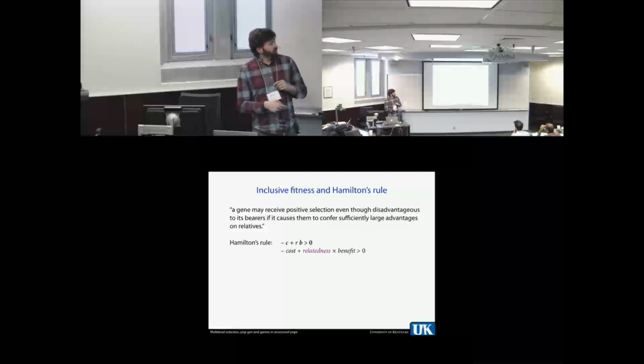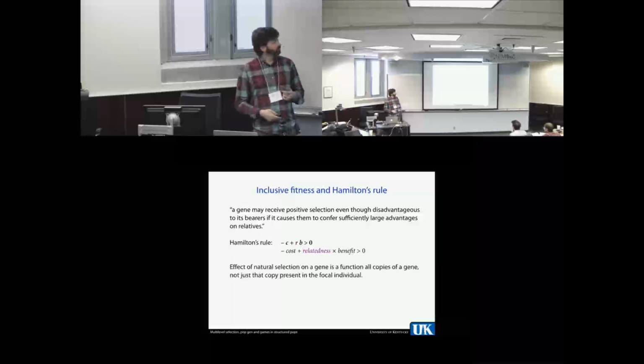So the rule then is this. Whatever this fitness cost is, if it's outweighed by that benefit from helping, times the relatedness between the individual who receives the help and the helper, so this genetic relatedness, if this whole thing is positive, then that helping behavior can increase in frequency in the population.